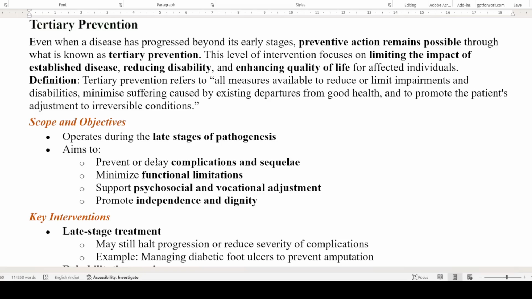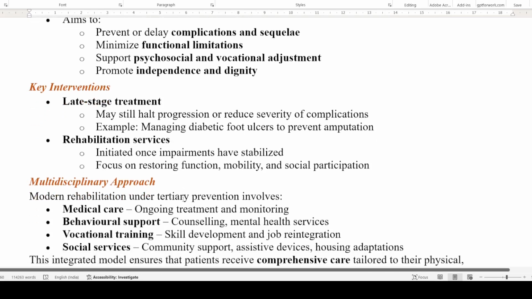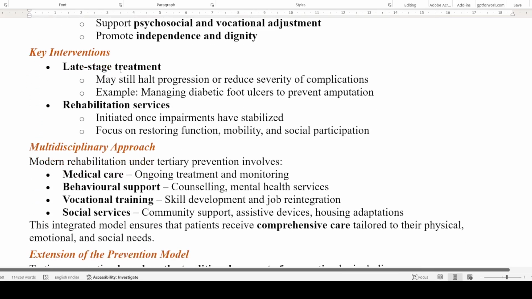What are its objectives? The complications should be delayed or entirely prevented from the individual's life, minimize the functional limitations, support psychosocial and vocational adjustment, and promote independence and dignity. The various approaches, or interventions, are late stage treatment, where we can still halt the progression of the disease and reduce the severity of complications. For example, if a person has diabetes, we can manage diabetic foot ulcers to prevent amputation. Rehabilitation services are initiated once impairments have been stabilized.